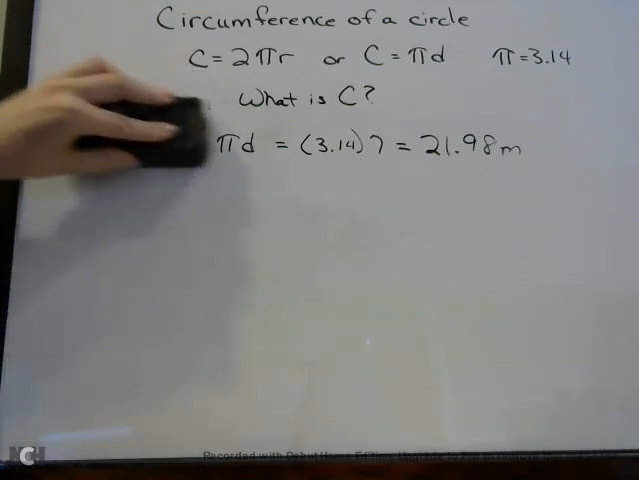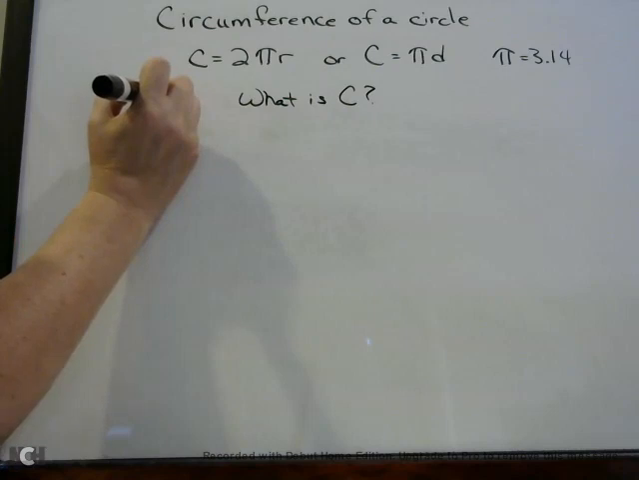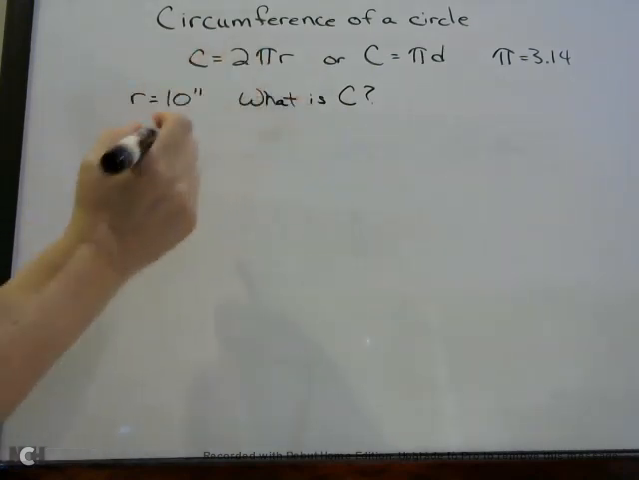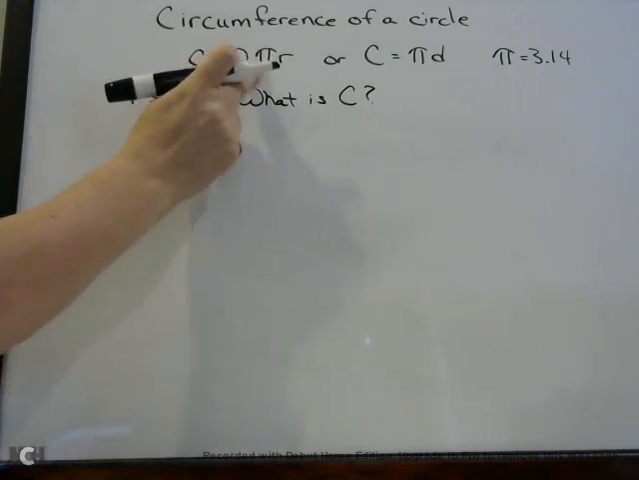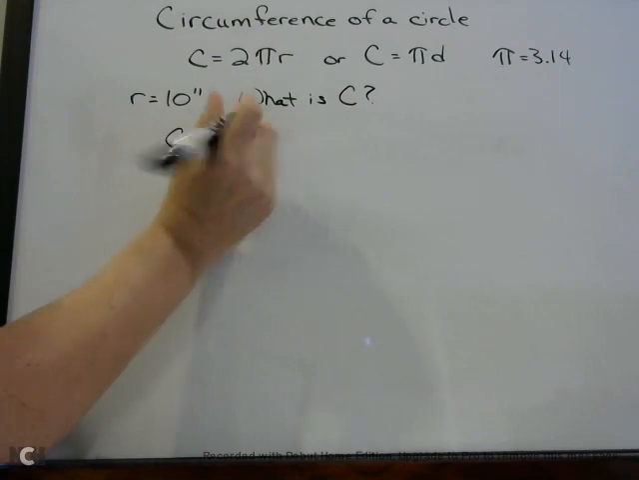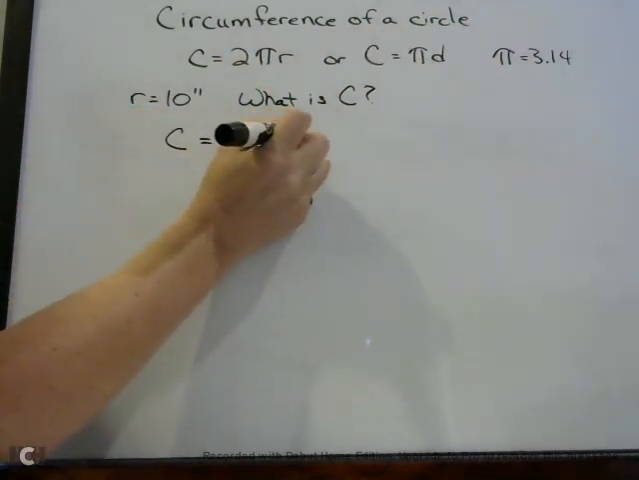Let's say they give us the radius, and say that the radius is 10 inches. What is the circumference? Well, now they've given us the radius, so we're going to use this one. Circumference equals 2 times pi. Well, we know pi is just this number, so I'm just going to write 3.14.